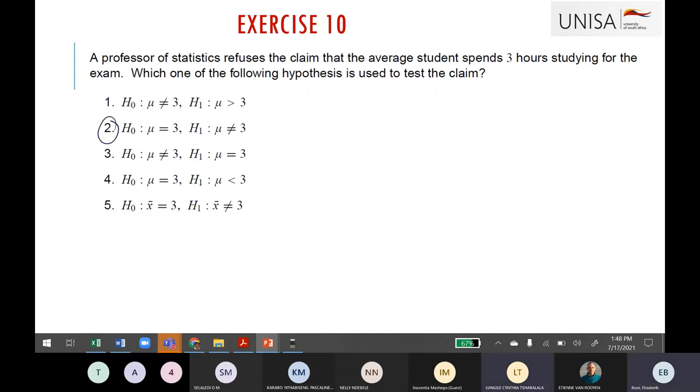It is 2 that is correct because the null hypothesis will say equal and the alternative will say not equal, because the claim just says they spent 3 hours, not more than, not less than. So it will be a two-tail test and it will be not equal. So this won't even be correct. Number 3, you can look at it. They have swapped.